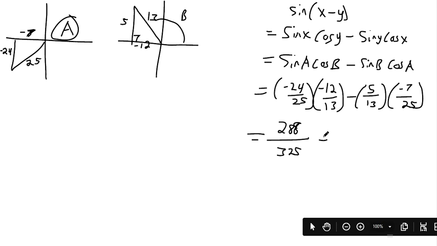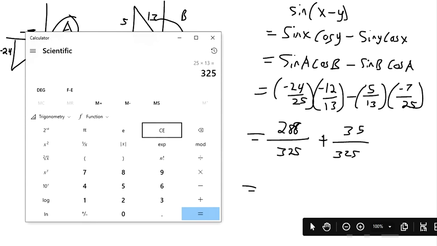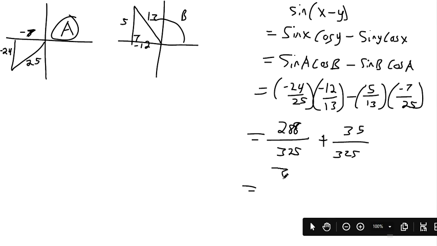5 times 7. I'm going to change this to a plus because it's minus and negative here. 7 times 5 makes 35. And that's 325 on bottom. So now we can add the numerators. So it's 323 over 325 for our final answer.